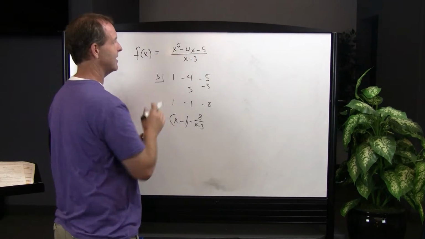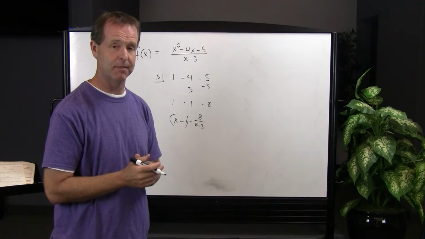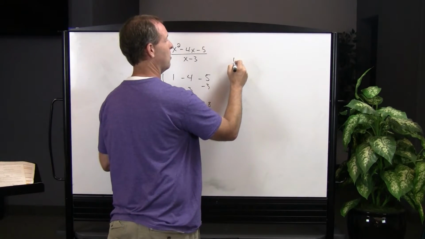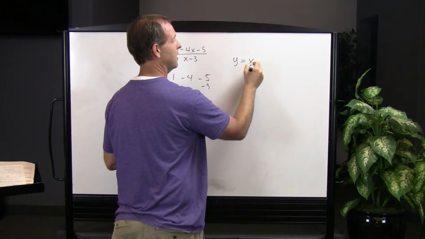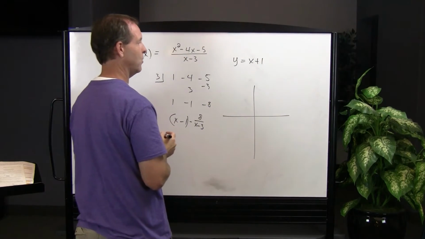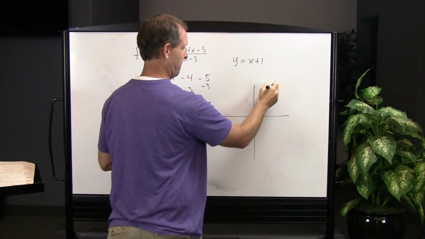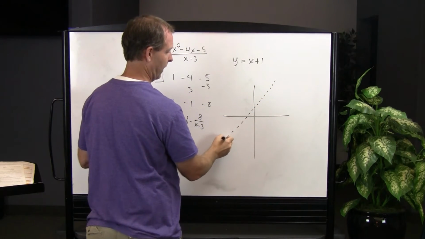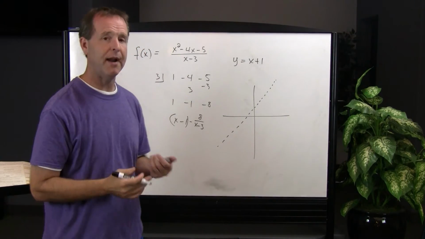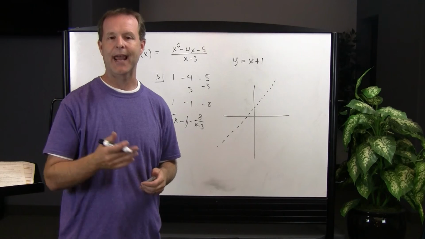So this one has no horizontal asymptote, but it does have a slant asymptote, and it has a slant asymptote at the line y equals x plus 1. If I were to graph that, I would graph the line y equals x plus 1, and therefore I'd have a barrier on my graph that the graph does not pass through. It only approaches it asymptotically.